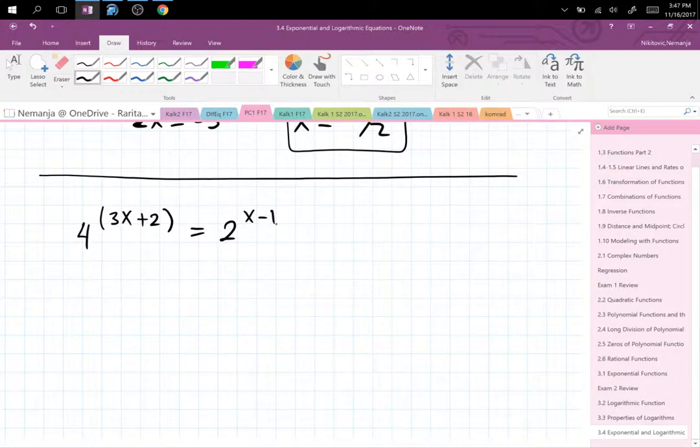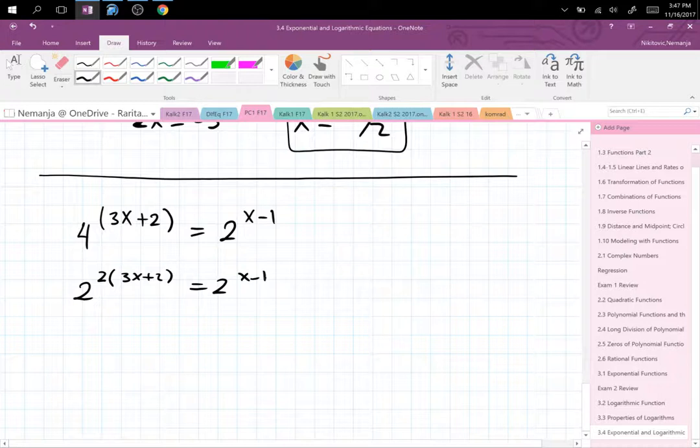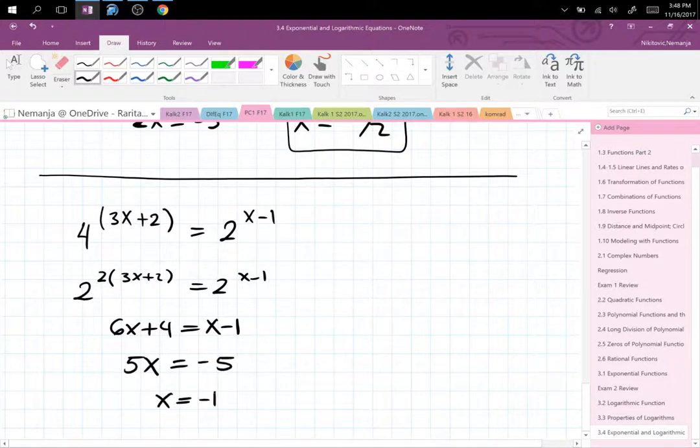Right. So let's consider the problem together. Look at it. 4 I can write as 2 squared. So this becomes 2 to the 2, 3x plus 2 equals 2 to the x minus 1. And now comparison. So 6x plus 4 is equal to x minus 1. Move x to the left becomes 5x. Move 4 to the right becomes negative 5. x is negative 1.